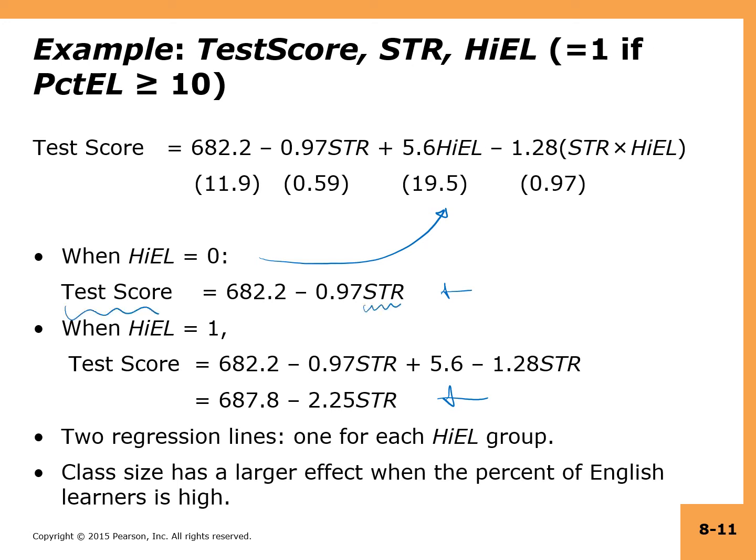So basically you have one regression line that measures the effect of student to teacher ratio on test score for the districts that have a lower percentage of English learners, and you have another regression line that measures the effect of STR on test score for the districts that have a high percentage of English learners. We can also see that the coefficient for STR is larger when high English learner is equal to 1 versus when high English learner is equal to 0, which shows that the effect of student to teacher ratio, or the class size, has a bigger impact on test score when there's a higher percentage of English learners than a low percentage of English learners.